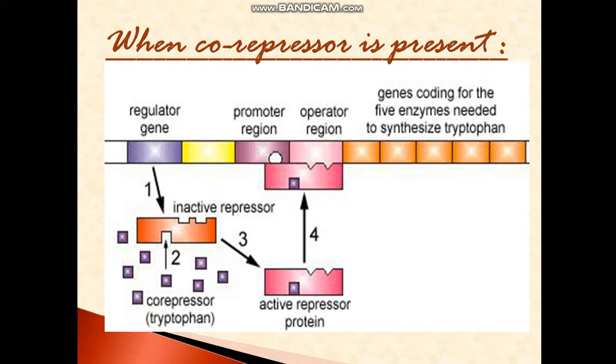Now it can go and attach to the operator region. You have studied this in the earlier operon system also. Once the active repressor goes and binds to the operator region, what will happen? Yes, the RNA polymerase will not be able to slide, will not be able to attach to the promoter region, and will not be able to move towards the structural genes, and hence the structural gene expression will not be there.